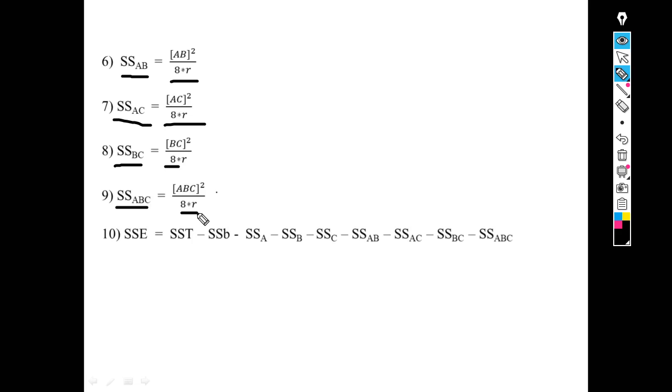Now here we have the total sum of square, block sum of square, and sum of squares for main effects and interaction effects. So with the help of this, we can find the sum of square due to error, and it is found with the help of this formula: SST minus SSB minus SSA minus SSB minus SSC minus SSAB minus sum of square due to AC, sum of square due to BC minus sum of square due to ABC. So use this formula to find the sum of square due to error when we solve any example based on this 2^3 factorial experiment.